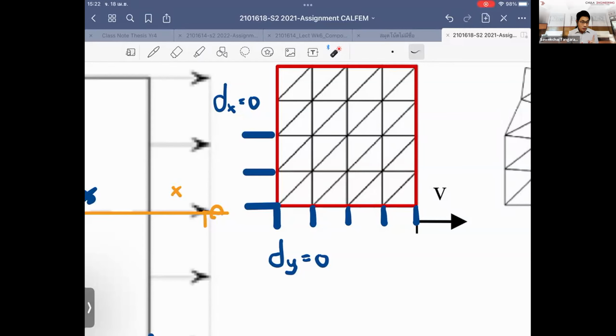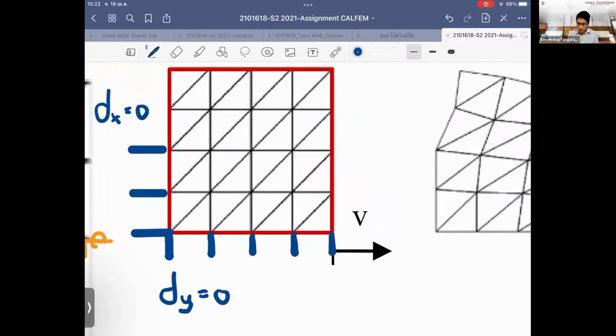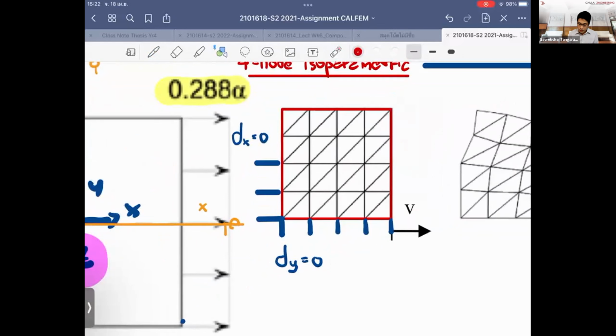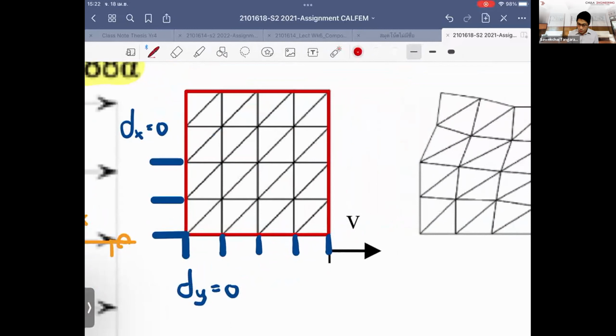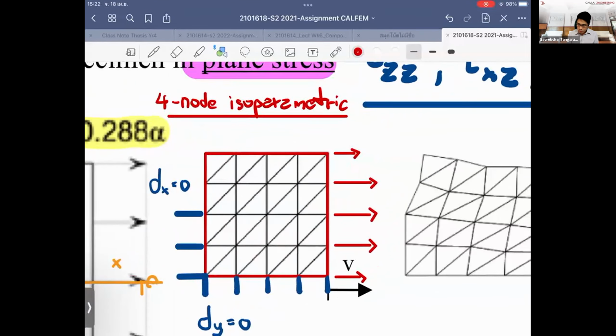So we already indicated the boundary conditions, and the last thing we do is put the loading condition as well. The loading condition that we have is half of this force. So you apply the force, and the sum of this force has to be equal to half, which is 0.144 alpha, right?